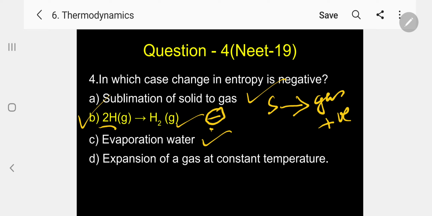Evaporation of water: we are supplying energy to evaporate, so entropy increases. Expansion of gas, again entropy increases. So in all these cases it is positive. Only in this case it is negative, because the atoms are gaseous and the atomic state is converted into a more stable state. So the value is negative. Please follow.